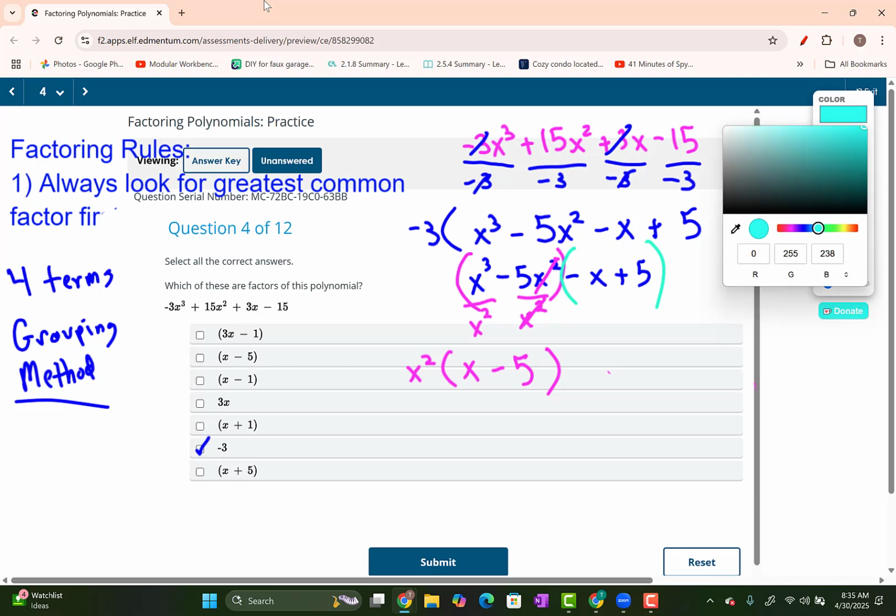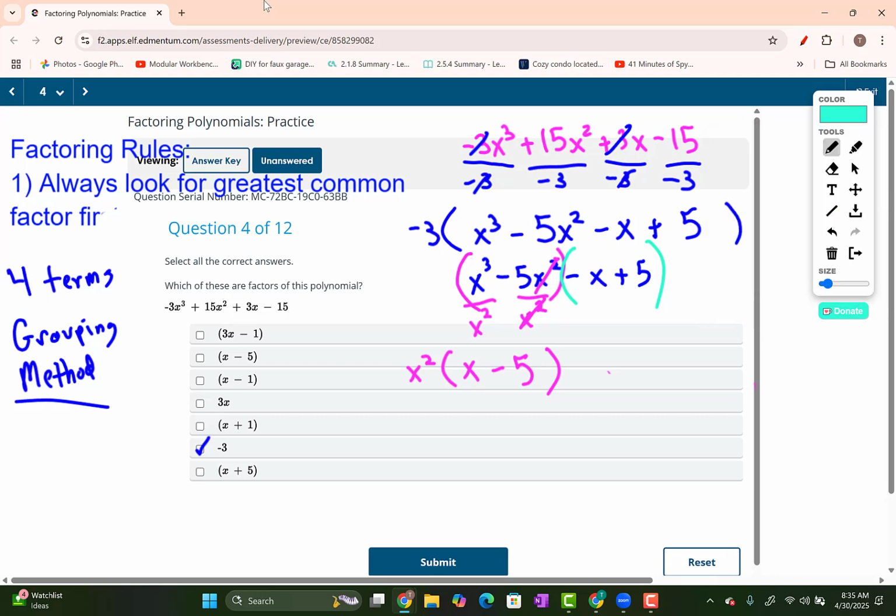Second group, I'll try to make this similar color as I can. Second group at first glance does not have anything in common except the lead coefficient is a negative 1. So remember, anytime the lead coefficient is a negative number, we can factor out that negative number. So we're going to factor out negative 1. Negative 1 divided by negative 1 is a positive 1x. And positive 5 divided by negative 1 is negative 5.